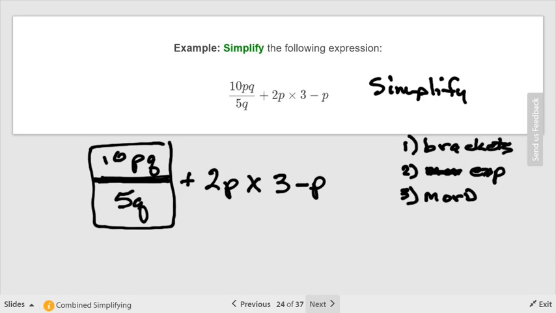What operation is that? Division. That means I need to do it first, because remember, we do multiplication and division as we come to them from left to right. So the division there is the first thing I come to that I need to work. So let's do it. 10 divided by 5 is 2. P divided by nothing just stays what?